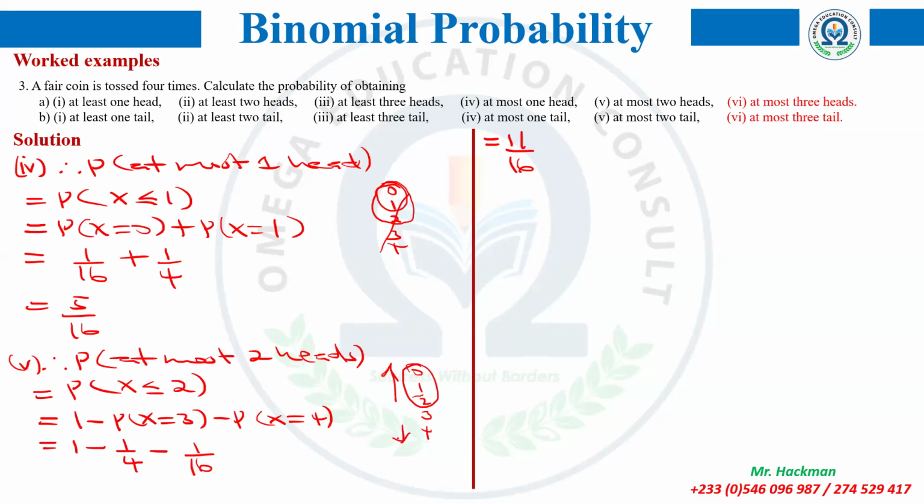Okay, Prof. Adoma. Mr. Hackman, please, you see the question says at most one head, so the opposite direction would be 2, 3, 4. You are right. But 2, 3, 4, how many times will you apply the function? You apply it for 2, for 3, and for 4. So 3 times. You get it?